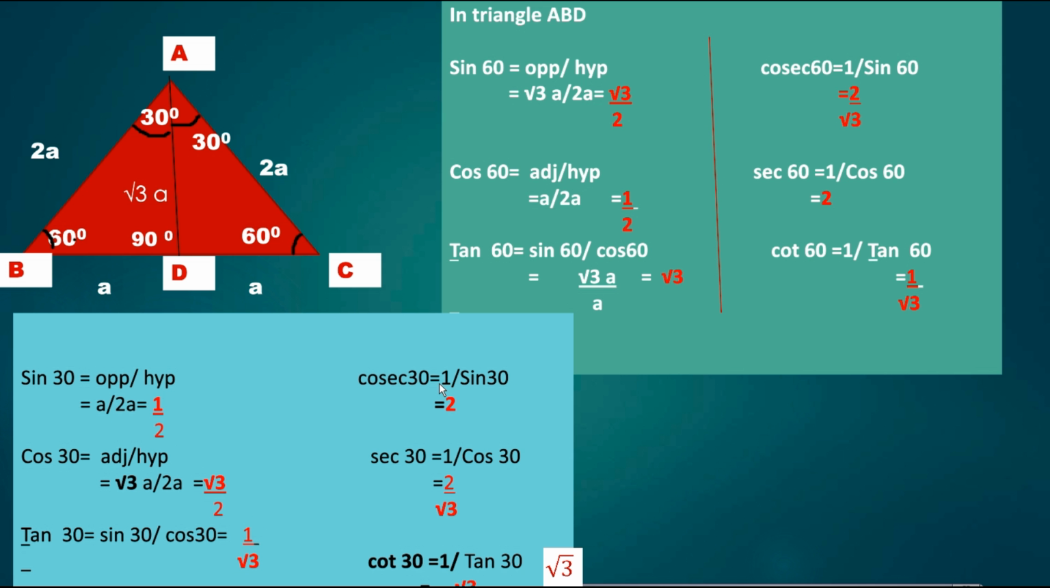Cosec 30 is 1 by sin 30. Sin 30 is 1 by 2, cosec 30 is 2. Sec 30 is 1 by cos 30. Cos 30 root 3 by 2, therefore sec 30 is 2 by root 3. Then cot 30 is 1 by tan 30. Tan 30 is 1 by root 3, therefore cot 30 is root 3.